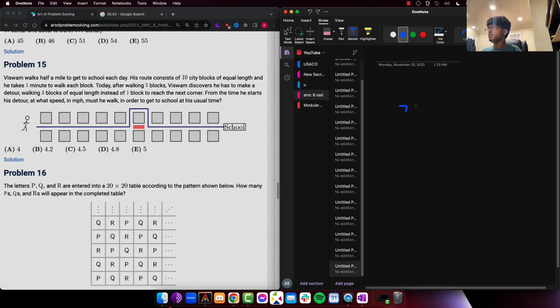Okay, wait. So 7 blocks in 5 minutes. Each minute is 1/60th of an hour, because we're doing miles per hour ultimately, and then 7 blocks is how many miles? Half a mile is 10 blocks, so each one is 1/20th. This is 1/2 divided by 10, so 21 divided by 5, which is 4.2.